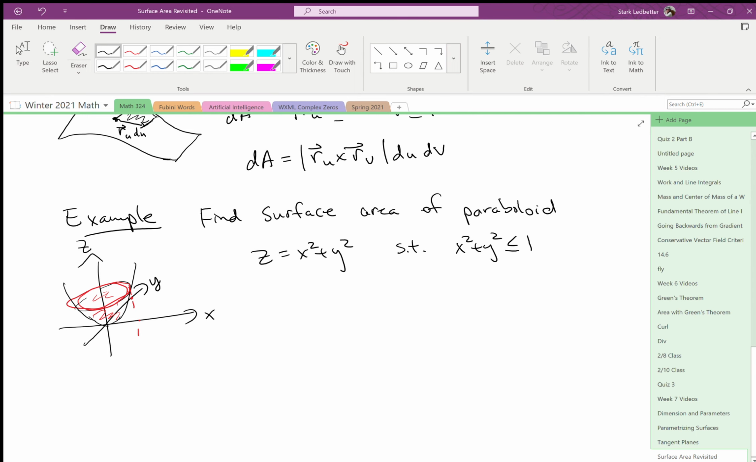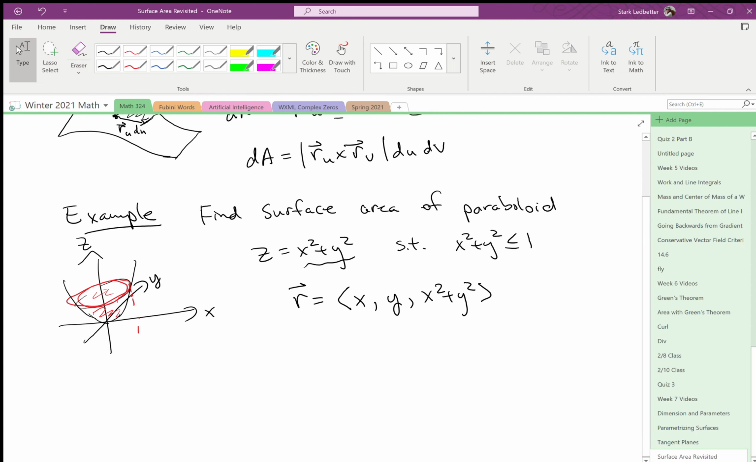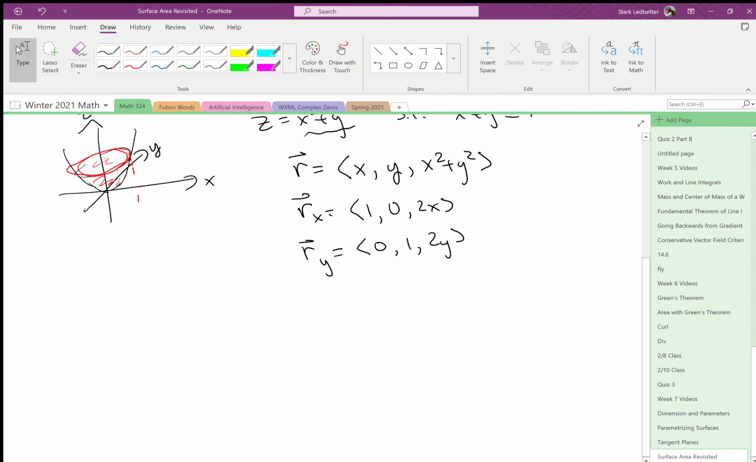Okay, so how do we do this? First, we need it in an R format. Here it's pretty easy. If we already have z in terms of x squared plus y squared, or in terms of x and y, then we can just parameterize it with x and y. We can use any variables we want, as long as there are two of them. So there's our R function, and now we can actually do R sub x and R sub y. So let's do that. R sub x is 1, 0, 2x, and R sub y, taking the partial with respect to y, is 0, 1, 2y. And now we need to find the magnitude of the cross product.